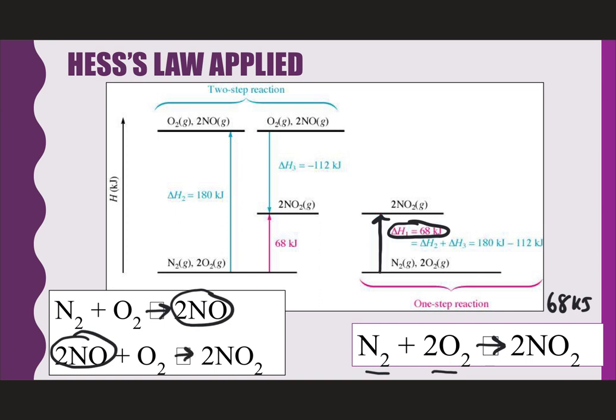Well, in this case, it's a two-step process. The first step would be 180 kilojoules. The second step would be a negative 112 kilojoules. And together, when we add these two, they equate to 68. So these two processes are equivalent, even though the reaction pathway was different.